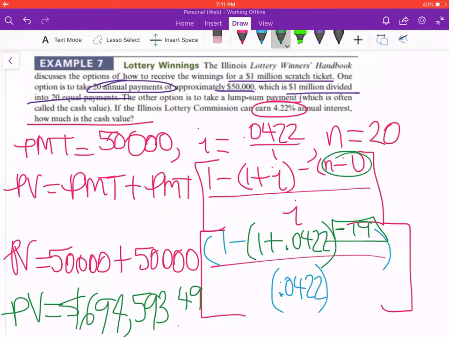So the cash value of that prize of 20 payments of 50,000 will be $694,593.49.